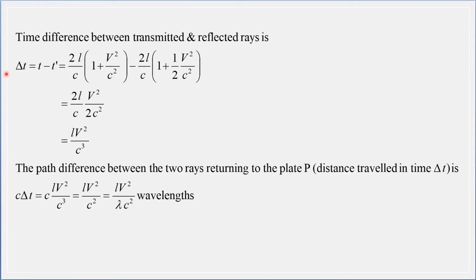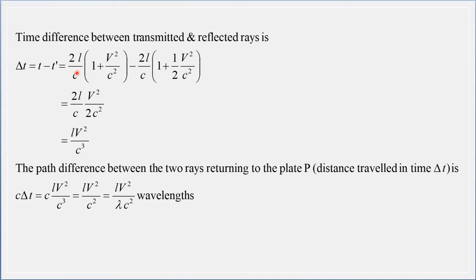In the earlier slides, we had seen that the time taken by the transmitted ray is T and the time taken by the reflected ray was T dash. Now the time difference between the transmitted ray and the reflected ray is T minus T dash. We write this here as delta T.